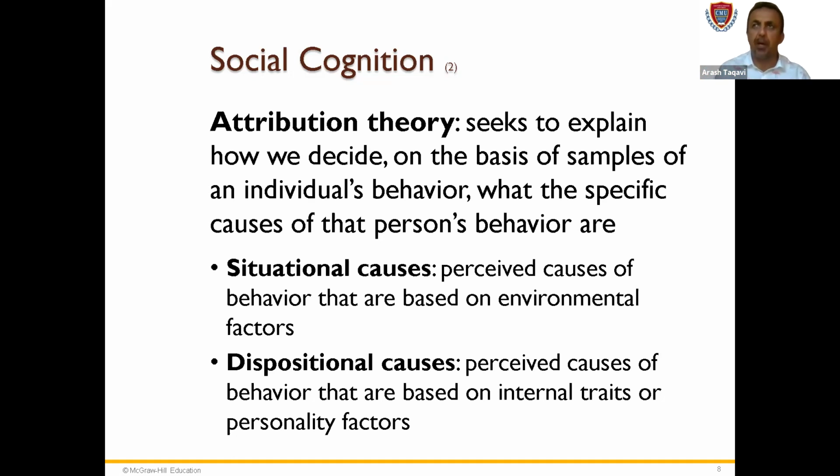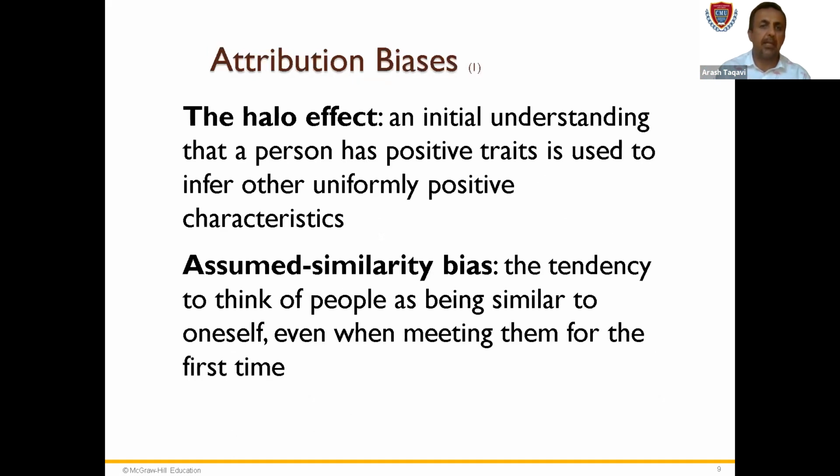We have many types of biases in psychology. One of them is the attribution biases. In attribution biases, we have two types of bias. One, the halo effect, and two, assumed similarity bias. The halo effect says an initial understanding that a person has a positive trait is used to infer other uniformly positive characteristics. For example, you say, he's a good man, she is a good woman. When you say it as a general positive trait about a specific person, you create some other positive or negative aspects about that woman or man. It is something like you have a total atmosphere about the traits of somebody.